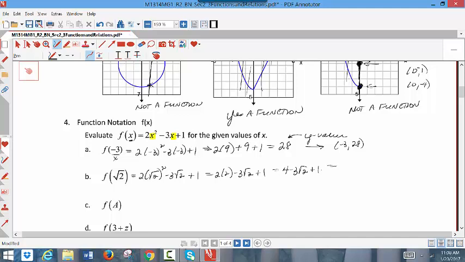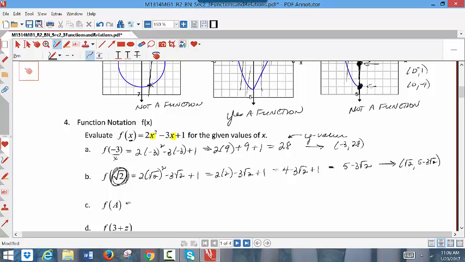And then you could take the 4 and add it to the 1, but the radical term has to be left alone, and this would be your result. This would be your function value. So again, if I wanted to write an ordered pair, they gave me the original x value in the parentheses of the square root of 2, and the y value would be 5 minus 3 square root of 2.